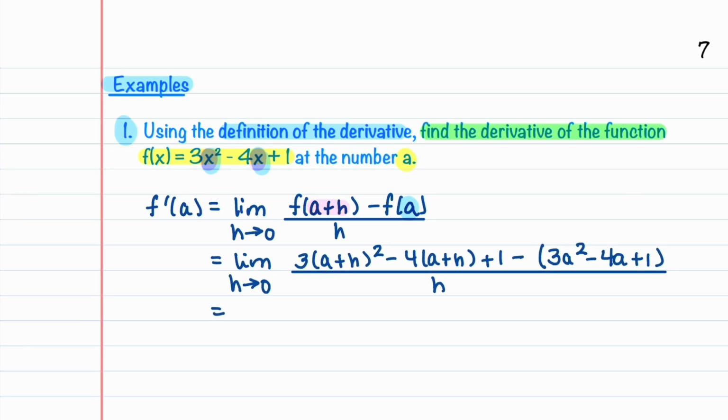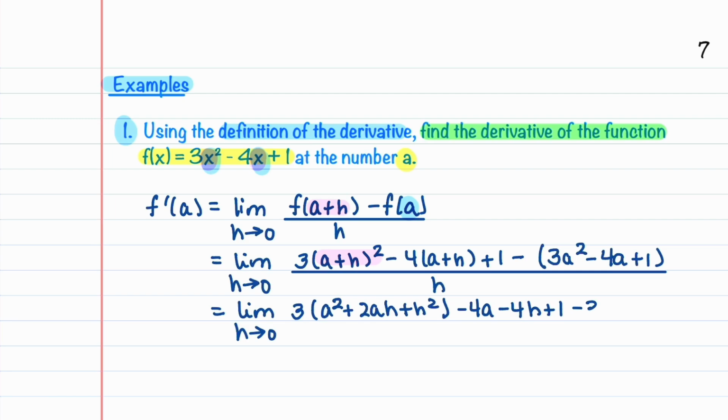Now we have to do some algebra and multiply some things out. This gives us the limit as h goes to 0. I'm going to multiply this out first. So we have 3 times a squared plus 2ah plus h squared. Now let's do some simplification. This is minus 4a minus 4h plus 1. And then we have minus 3a squared plus 4a minus 1. And all of this gets divided by h.